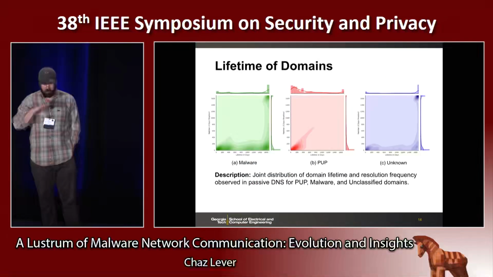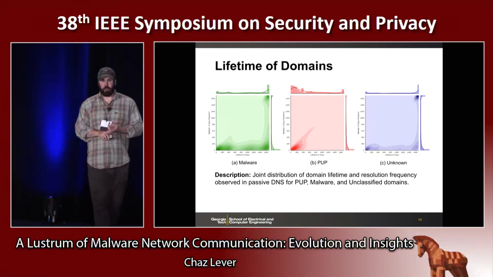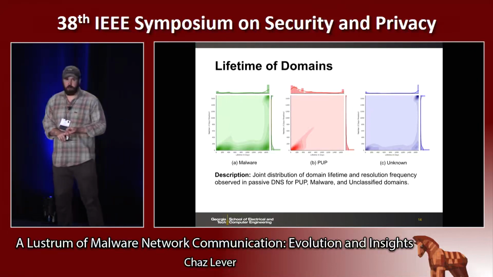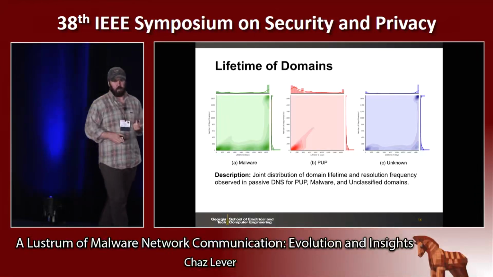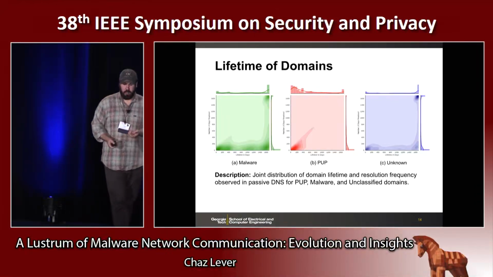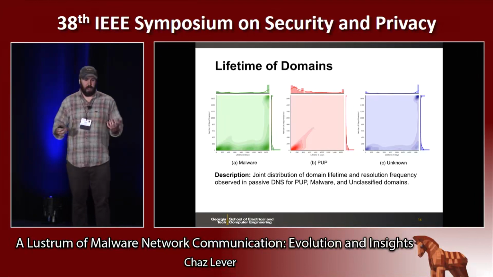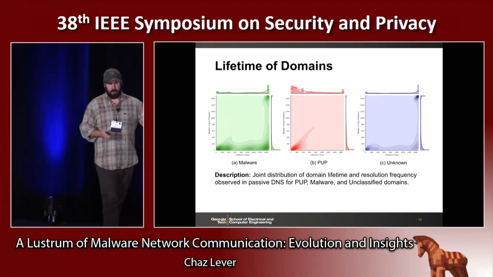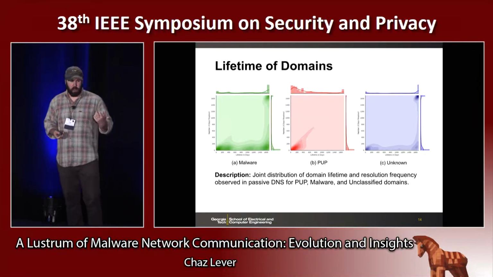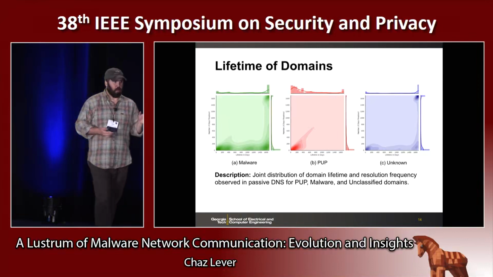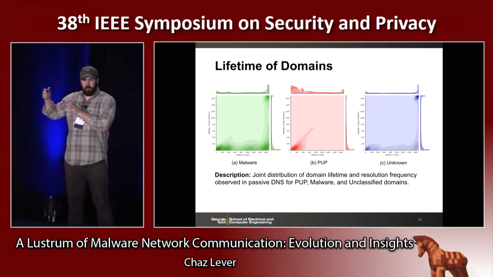And so the last thing I'm going to look at is the lifetime of domains. These show joint distributions of the lifetime and resolution frequency observed in DNS for PUP, malware, and unclassified domains. What you'll notice is that malware and the unknown class look very similar, and there are three pockets here: the bottom left, top right, and bottom right. These indicate that we see a lot of malware domains that are active for a short period of time and looked up fairly regularly, or looked up for a long period of time fairly frequently.